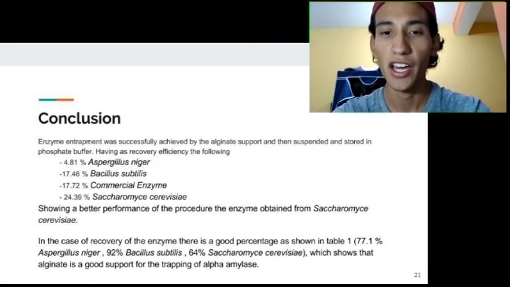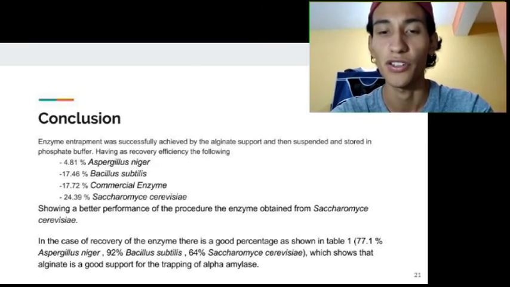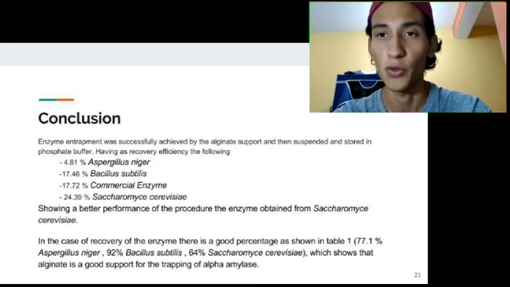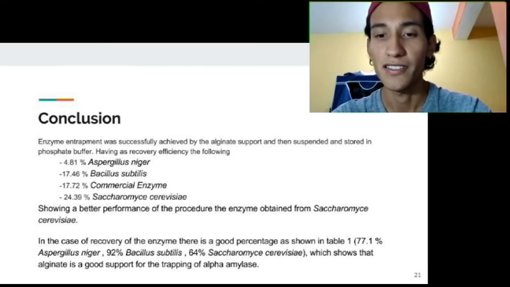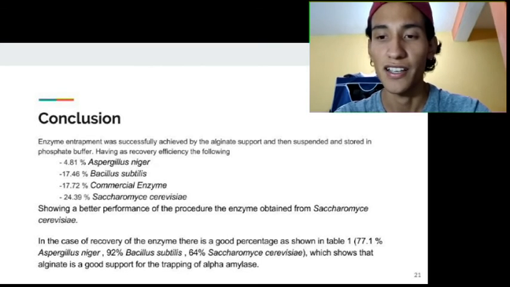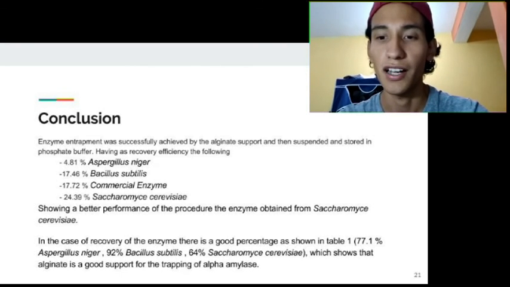Well, as a conclusion, the enzyme entrapment was successfully achieved by the alginate support, and then the beads were suspended and stored in phosphate buffer, with the following recovery efficiencies, showing a better performance of the procedure with the enzyme obtained from Saccharomyces cerevisiae. In the case of recovery of the enzyme, there is a good percentage, as shown in Table 1, which shows that alginate is a good support for the trapping of alpha-amylase.